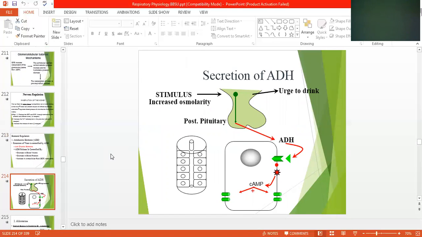Secretion of ADH: the stimulus is there from the pituitary gland, the posterior pituitary gland, and the urge to drink. It causes you to take more water, and that way antidiuretic hormone is released, and with the cyclic AMP energy packet, it causes the urge to take more water. And antidiuretic hormone, since it reduces the diuresis, retains the water in the body.